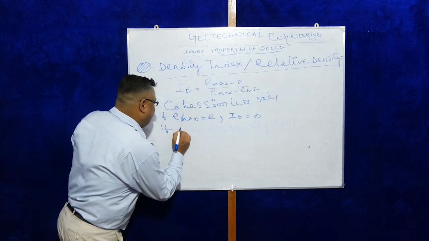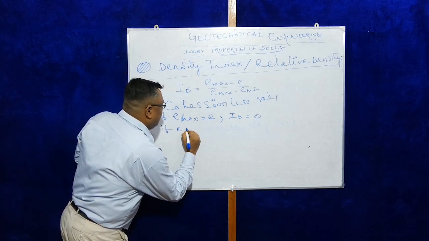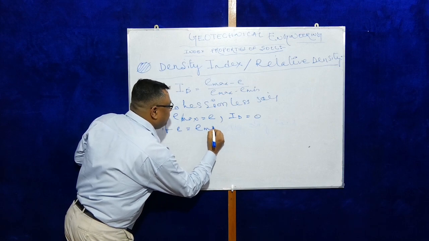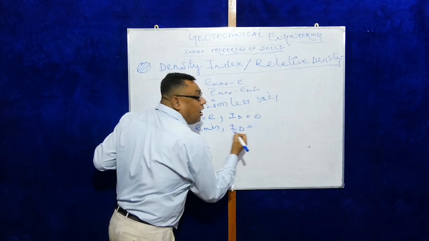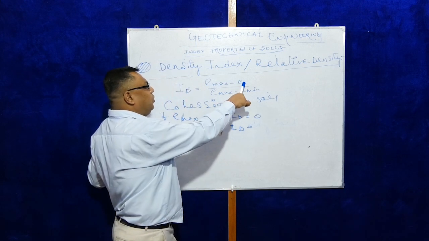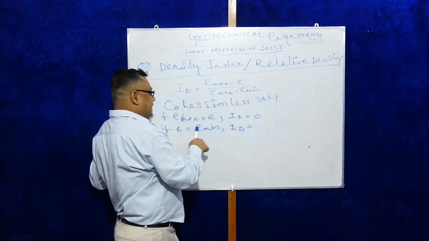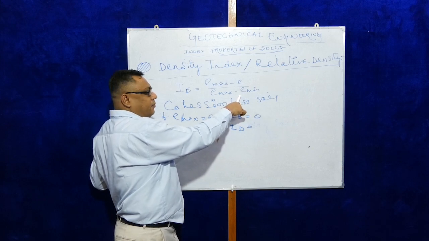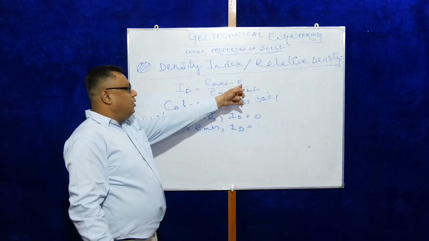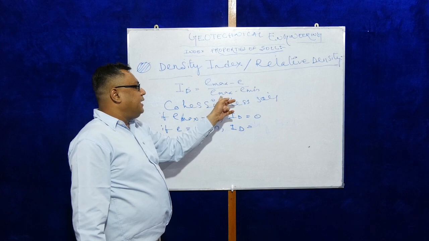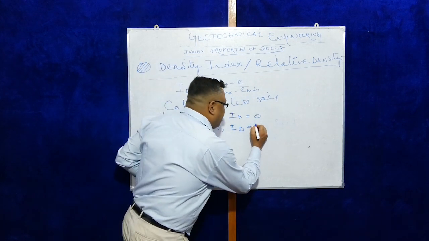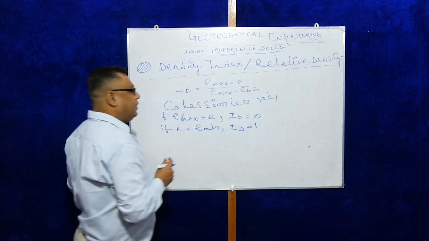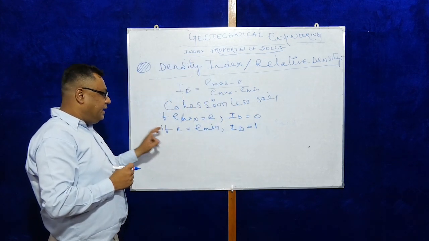And if E is equal to Emin, then ID is equal to how much? Put the value Emin in E. Then Emax minus Emin divided by Emax minus Emin is equal to how much? 1. Therefore, the value of density index is 1 if E is equal to Emin.